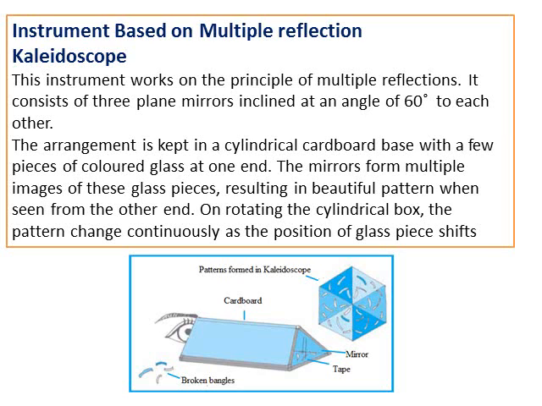It consists of 3 plane mirrors inclined at an angle of 60 degrees to each other. The arrangement is kept in a cylindrical cardboard base with a few pieces of colored glass at one end. The mirrors form multiple images of these glass pieces, resulting in beautiful patterns when seen from the outside end. On rotating the cylindrical box, the pattern changes continuously as the position of the glass piece shifts.